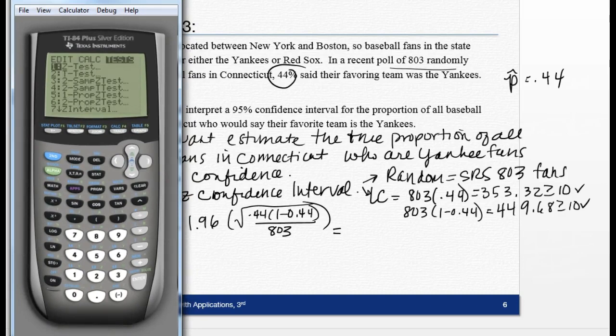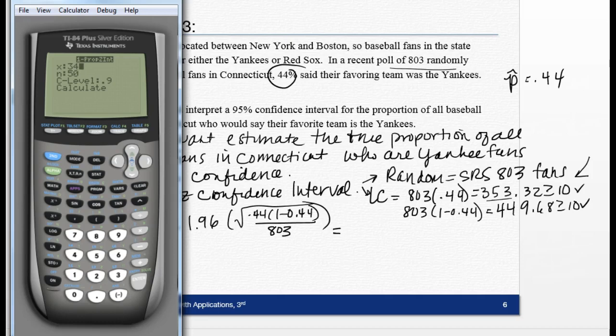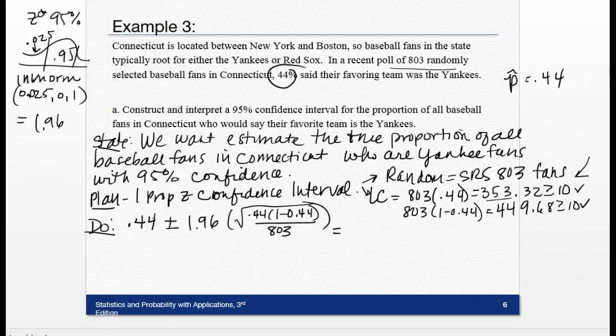All right, so this asks us for x. We don't really know what x is. We just know that 44% of them said their favorite team was the Yankees. Well, you found 44% of them right here. Okay, so it's 353. So that's what you're going to use for your x. So I'm going to put in there 353 out of 803, and we're changing our confidence level to 0.95. So we have 0.405 to 0.474. So there's our interval of values.